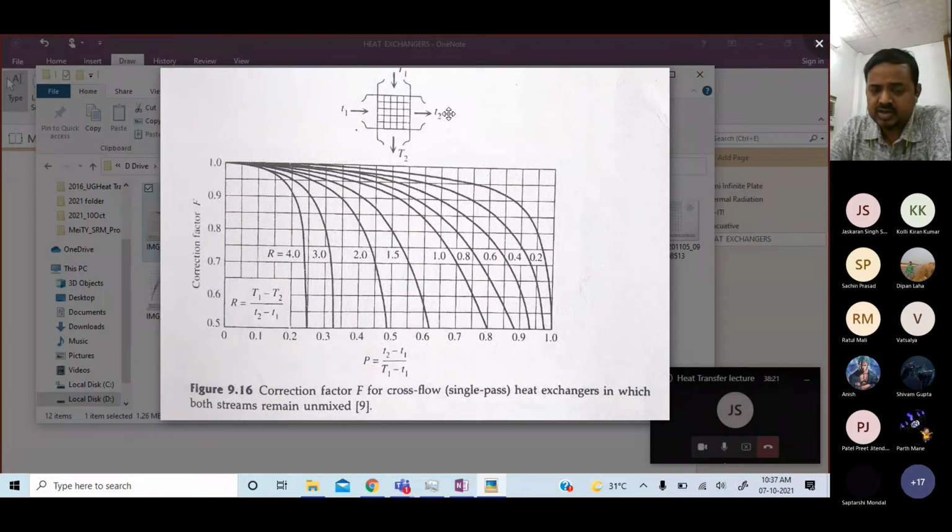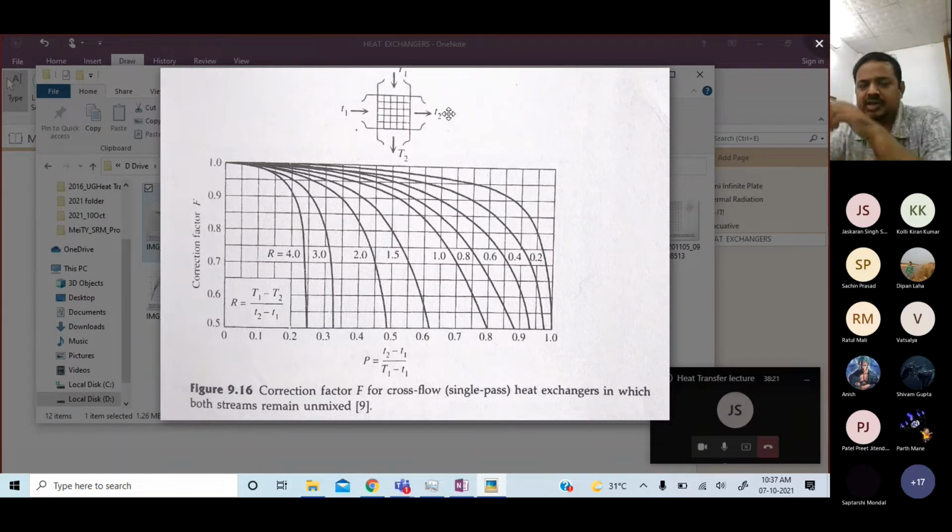Okay, so this T2 minus T1 is the temperature change of a certain fluid, divided by the difference of the inlet temperatures, which is therefore the maximum temperature difference possible in the heat exchanger, which is the inlet of the hot fluid minus the inlet of the cold fluid. And then there is this other term, capital R, which is basically the ratio of the temperature change of the two fluids.